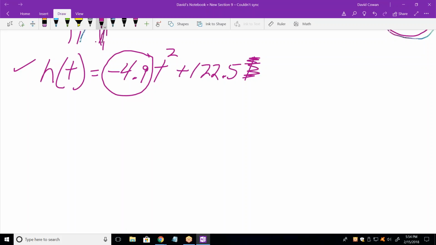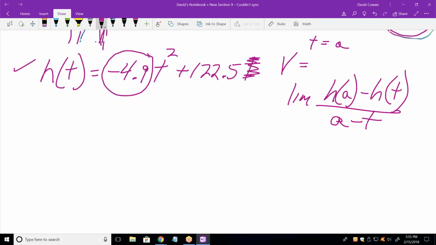It says the velocity at time t equals a is given by the limit of h of a minus h of t over a minus t, as t approaches a.